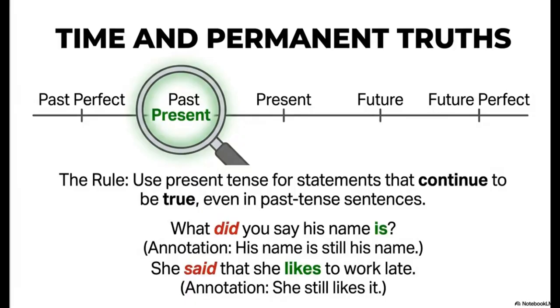When it comes to time and tenses, here's a little trick. You want to use the present tense for statements that are still true right now, even if the rest of your sentence might be in the past. So for example, you would write, she said that she likes to work late. And so even though she said is in the past, she still likes it today.